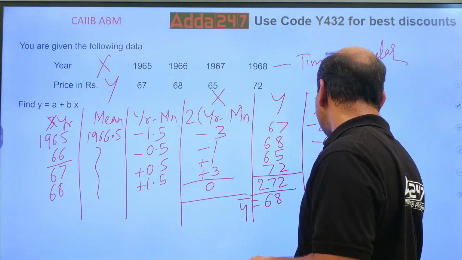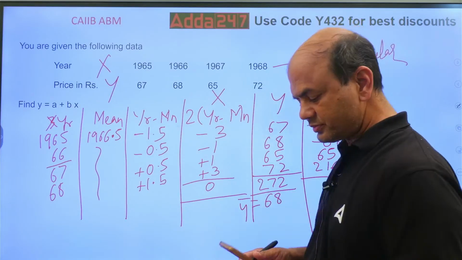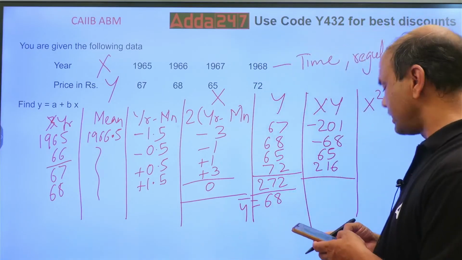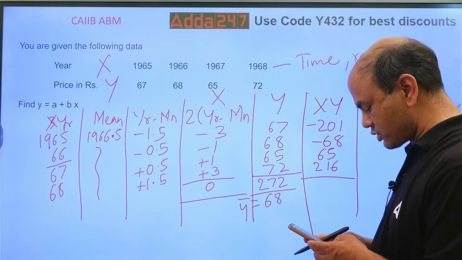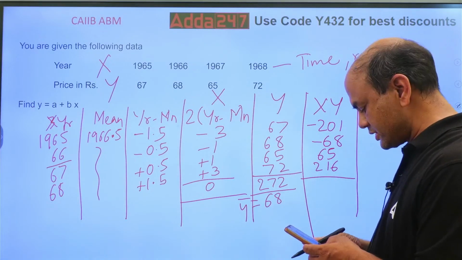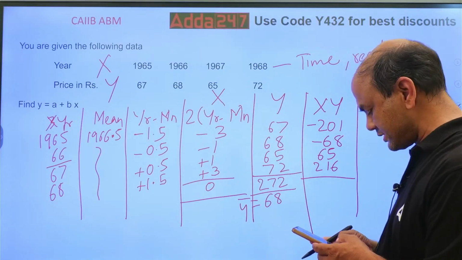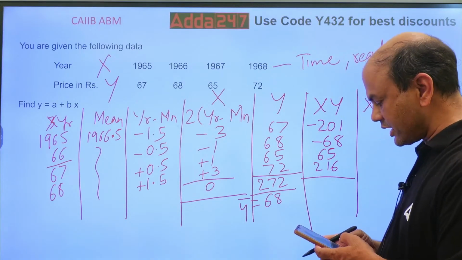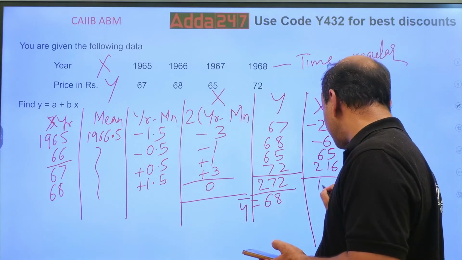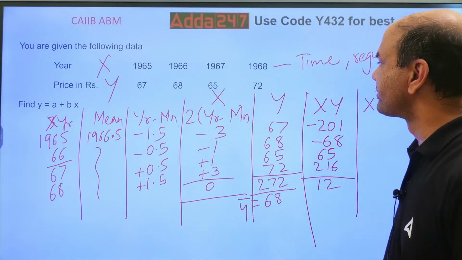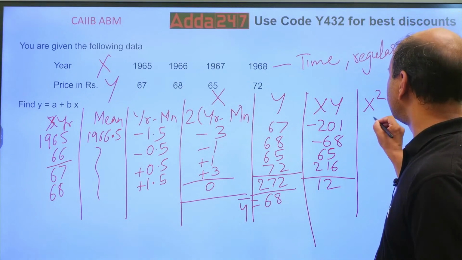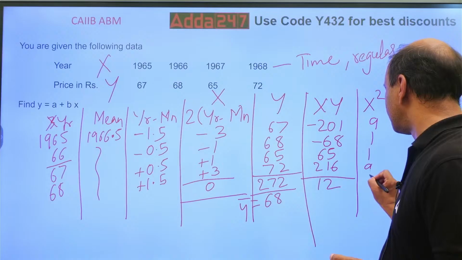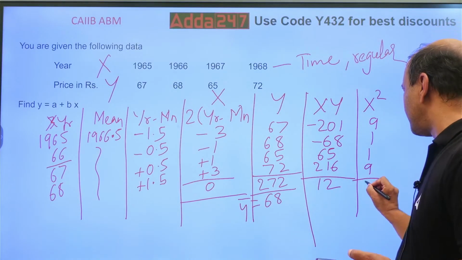Do the total. Find out the total of this. Everyone, now I'll be using the calci. I can do it manually over here. 216 plus 65 minus 68 minus 201. So your answer is 12. Similarly for x square. This is x square. 3 square 9, 1 square 1, 1 square 1, 9. So 9 plus 9, 18, plus 2, 20.